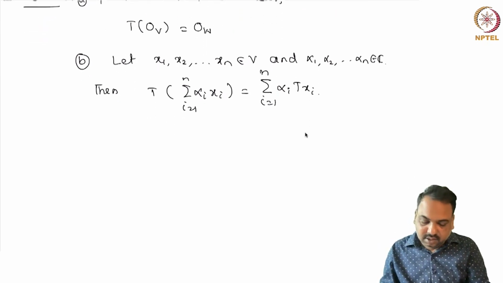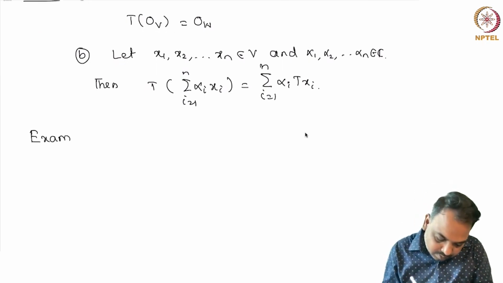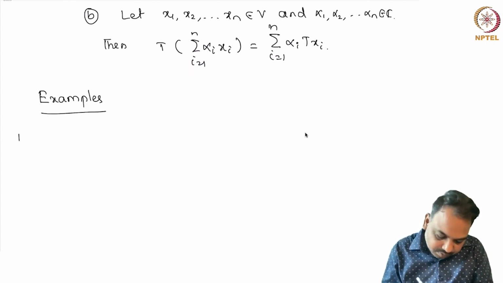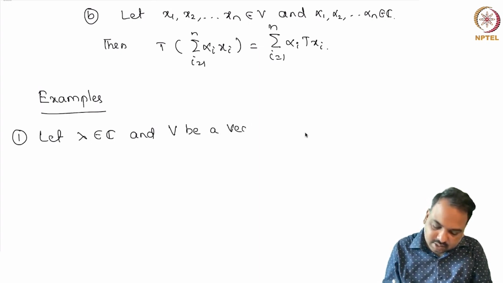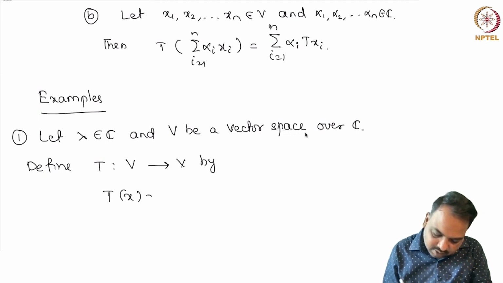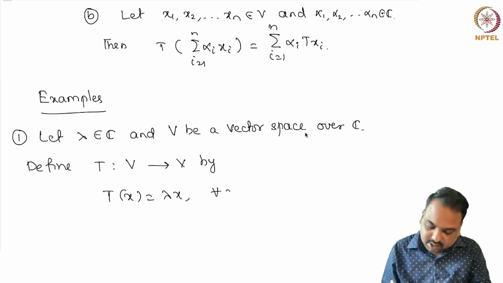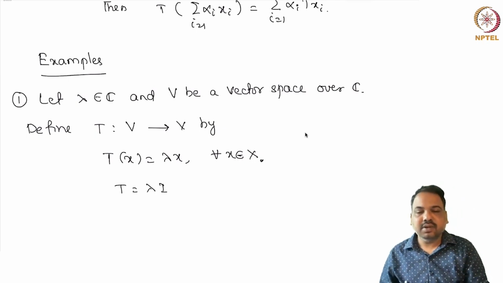Let us look at simple examples of linear maps that we already know. Let us take lambda to be a complex number and V be a vector space. All the time we take vector spaces over C only. So define T from V to V by T of x equal to lambda times x for every x in V, where lambda is fixed. This is nothing but we can write T as lambda times the identity operator.